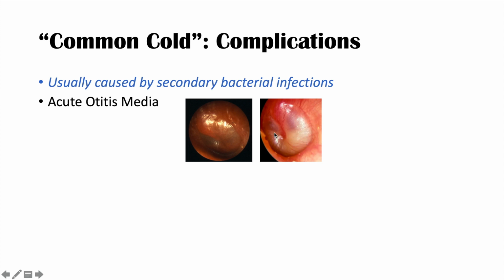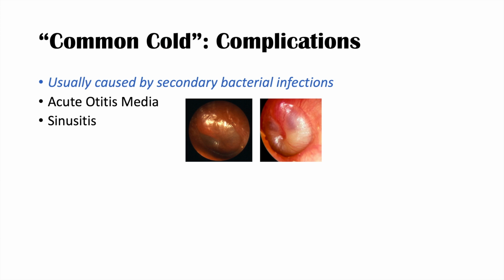And you can see in this image here, you can actually see pus or fluid in behind the eardrum that is causing it to bulge out. So when we look inside the ear with an otoscope, we can see the tympanic membrane, or the eardrum, bulging out. And that is a sign of acute otitis media.